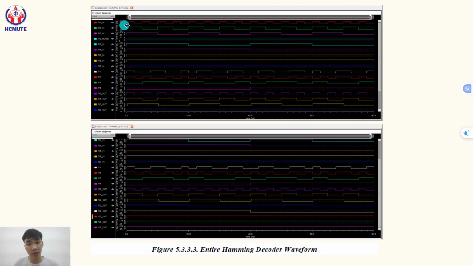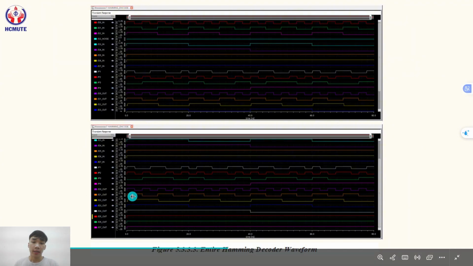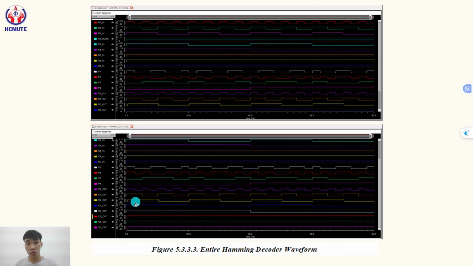For example, suppose the original data and parity generated by the encoder are the data equal to 1111 and the parity bits equal to 1100. If during transmission bit D2 becomes corrupted, the Hamming decoder successfully detects and corrects the error, outputting the correct 8-bit data sequence, demonstrating that the circuit operates stably and ensures accurate single-bit error correction.